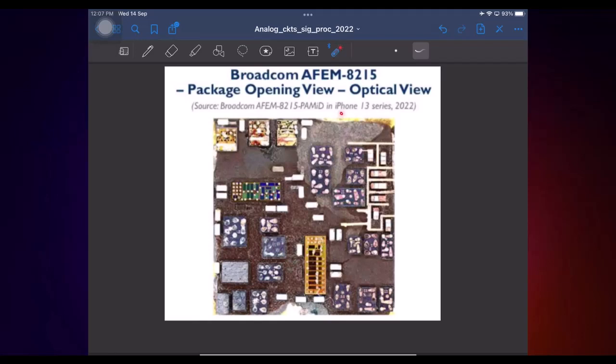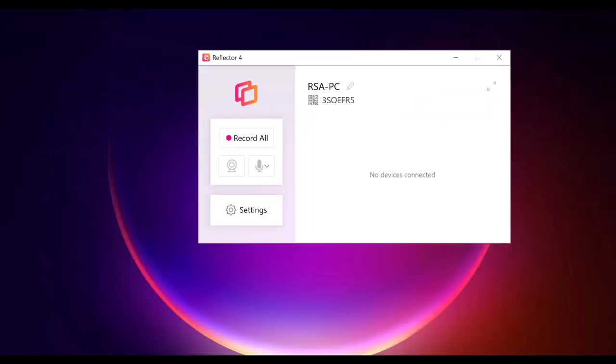N-path is old, that's what I'm trying to get at. They are not using this. Yeah, so let me come to that.